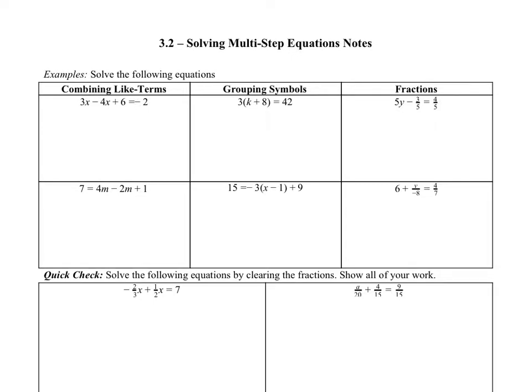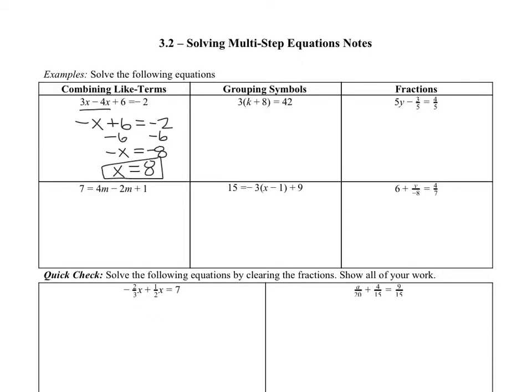So what you want to do is always get your x's together on the same side. So I'm going to combine this. So this is going to be negative 1x plus 6 equals negative 2. Then this turns into a two-step equation, so I'm going to subtract 6 from each side. So I'll have negative x equals negative 8. This just means the opposite of x equals the opposite of 8. So if I divide both sides by negative 1, or multiply by negative 1, I'm going to get x equals 8.